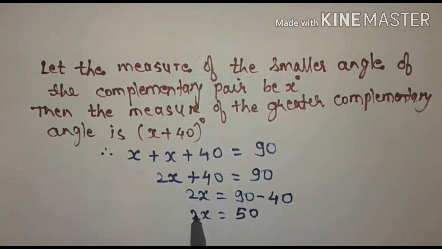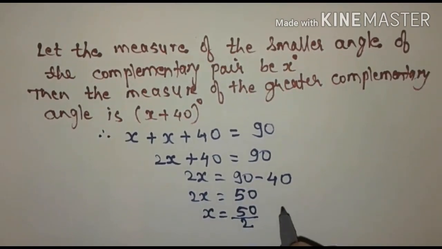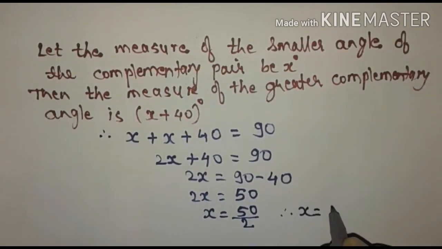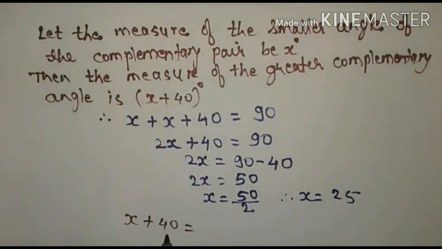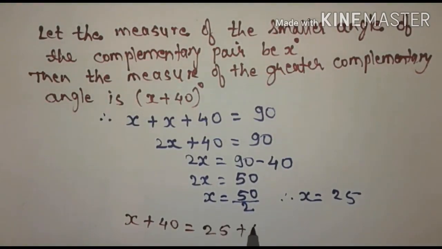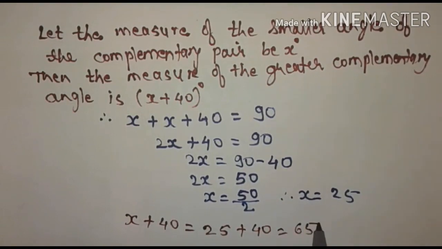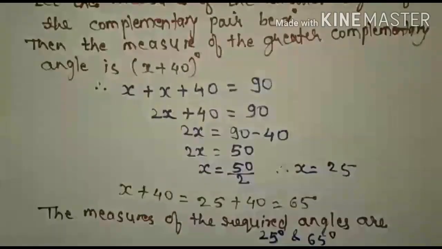Then this is in the form of a multiplication. Transpose this 2 to the other side, so it will become 50 upon 2. Then solve this. Therefore x is equal to 25. Therefore x plus 40, now put the value of x in this. We will get 25 plus 40 is equal to 65. So one of the angles is 25 and another is 65. Thus the measures of the required angles are 25 degree and 65 degree respectively.